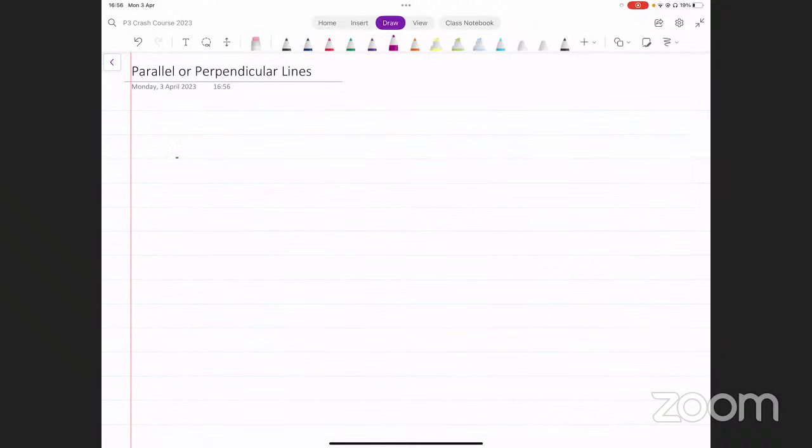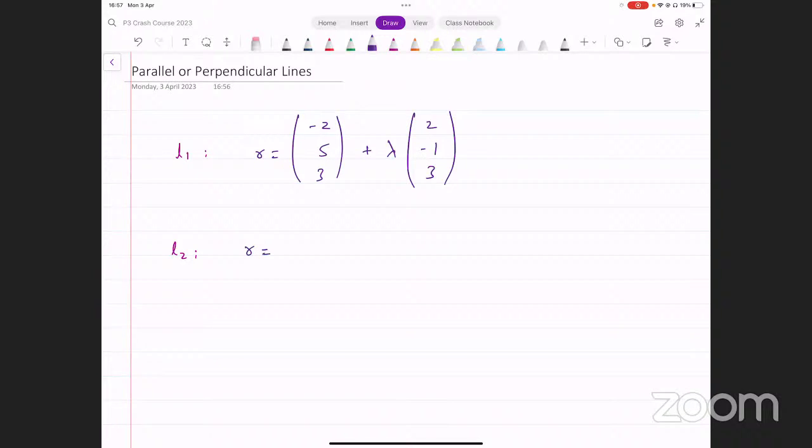Let's say there's line L1 and there is another line L2. L1 has this equation, R equals -2, 5, 3 plus lambda into 2, -1, 3. And there's another line that has this equation, 5, 2, 1 plus, in place of lambda, since we have already used lambda for one equation, for the other equation we can use another variable, let's say mu. You'll see this being used a lot in the equations as well.